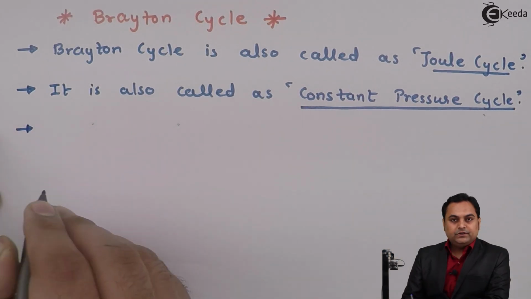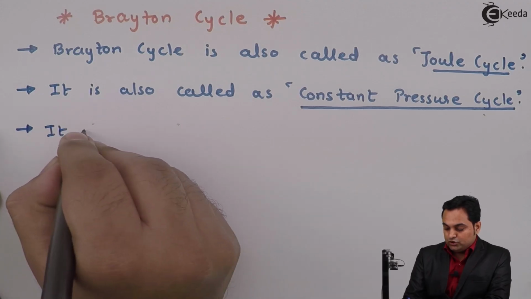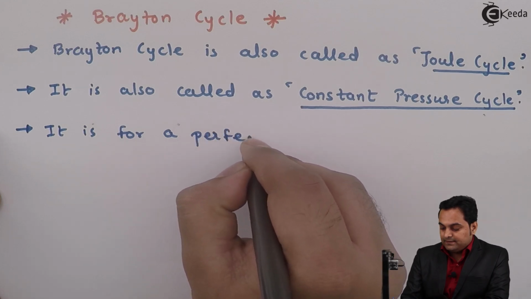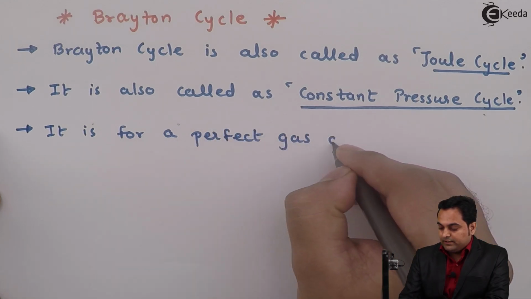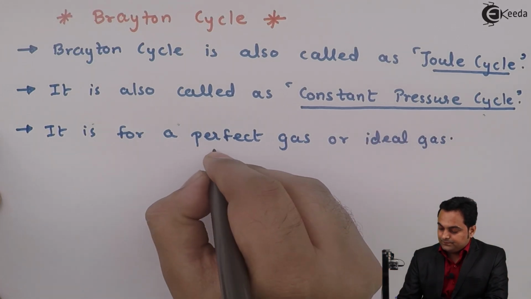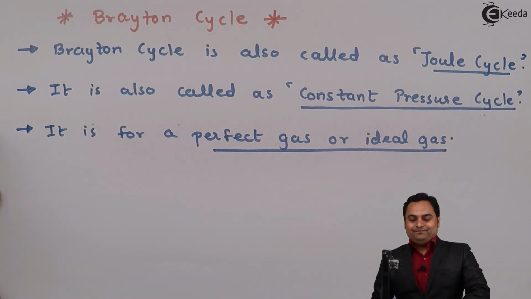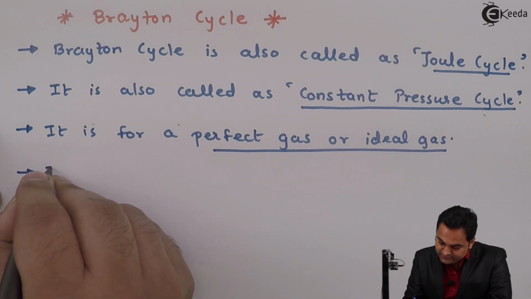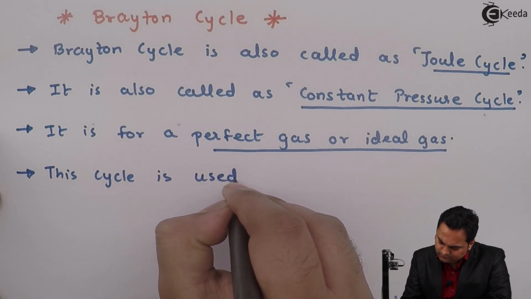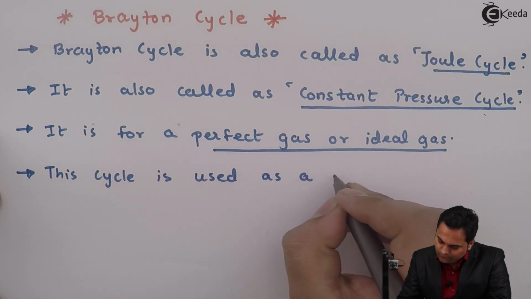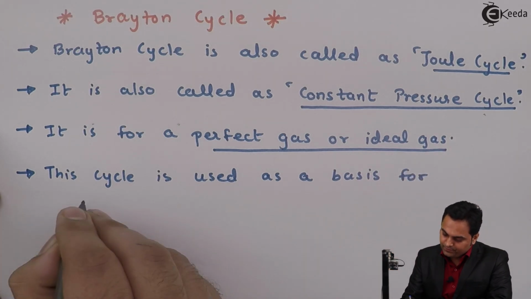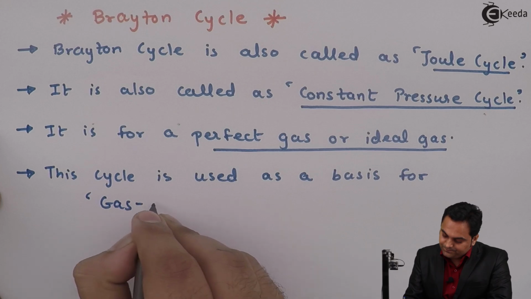Then now this cycle, it is for a perfect gas, or we can say ideal gas. Next, this cycle is used as a basis for gas turbine.